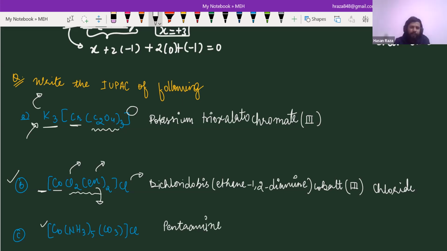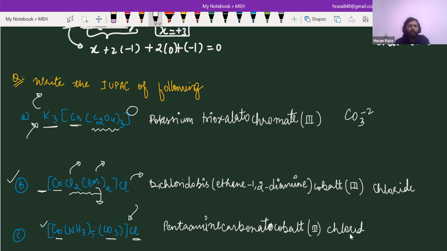Can you tell me the name of this ligand? CO3 is basically carbonate and it has a -2 charge, so it's named carbonato. And if you look at the square bracket, there is no negative charge, and if you remove the chloride, there will be a positive charge. So the name of the central metal atom will be as it is, cobalt. And if you calculate the oxidation state, it will be again 3, and then chloride. Yes, sir. Okay, so this is how we write the IUPAC name of different complex compounds. You should practice from NCERT too.